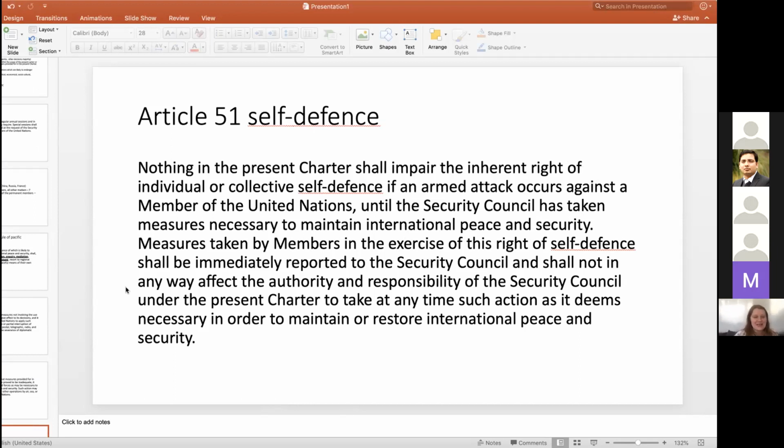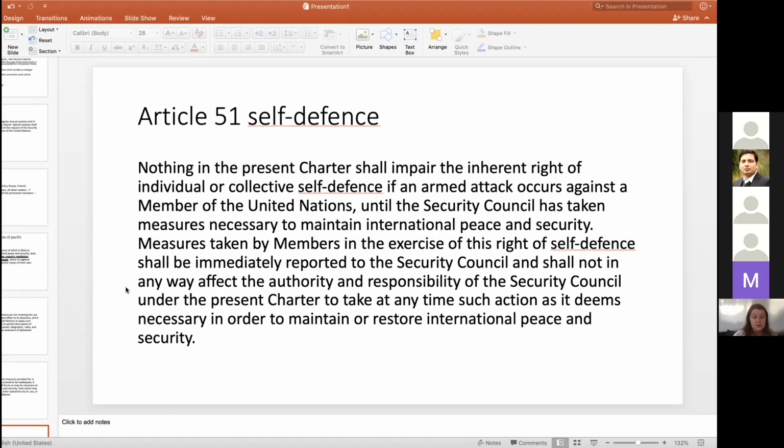Article 51 states that nothing in the present Charter shall impair the inherent right of individual or collective self-defense if an armed attack occurs against a member of the UN, until the Security Council has taken measures necessary to maintain international peace and security. Measures taken by members in the exercise of this right of self-defense shall be immediately reported to the Security Council and shall not in any way affect the authority and responsibility of the Security Council under the present Charter.